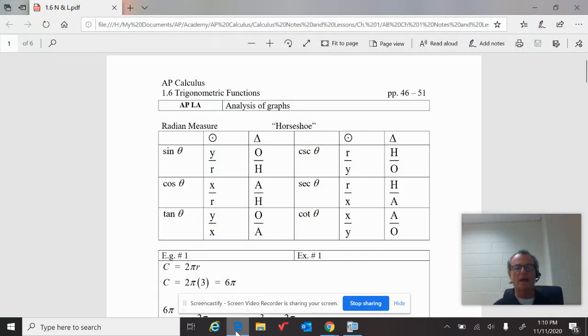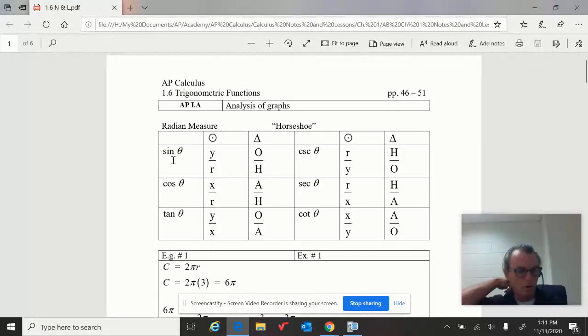Okay, so this is our video for 1/6, the review of the trig functions. So you're looking at the PDF where we organized the 6 trig functions in an array, and we want you to use this array moving forward.